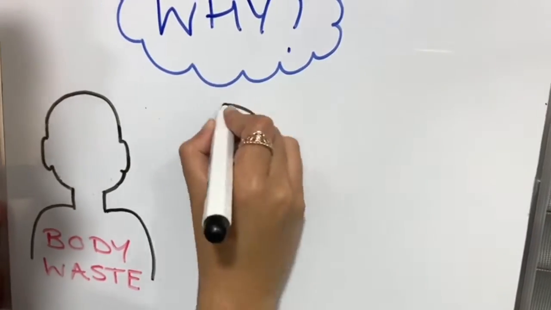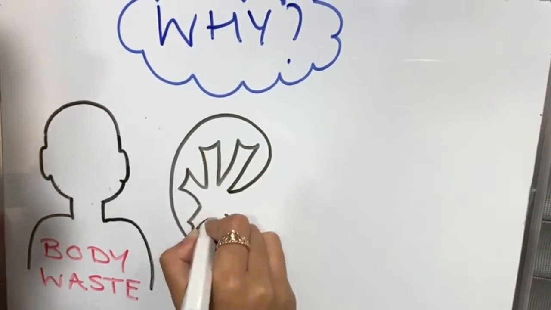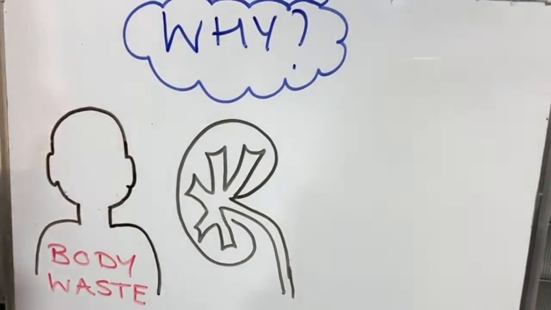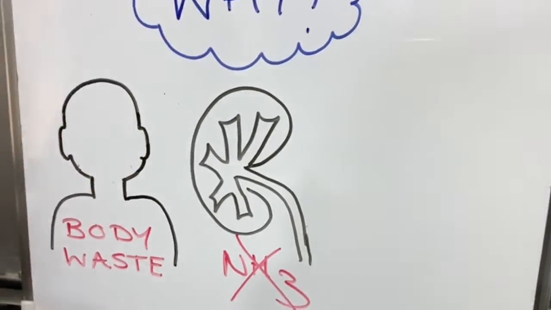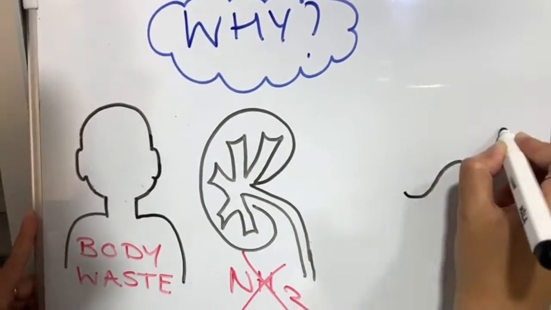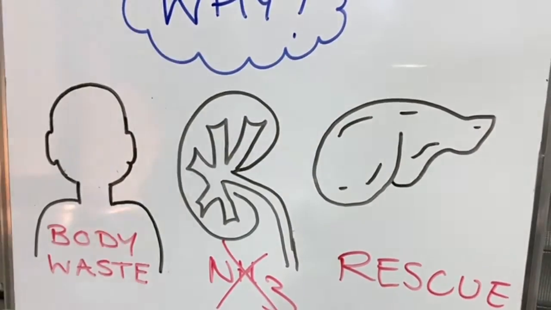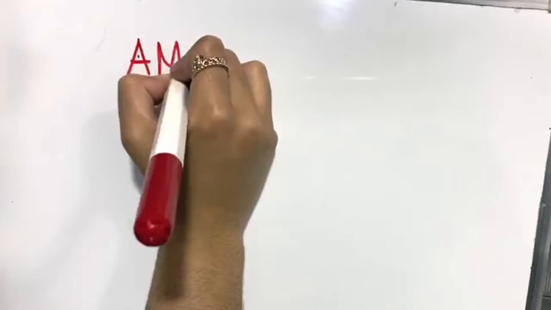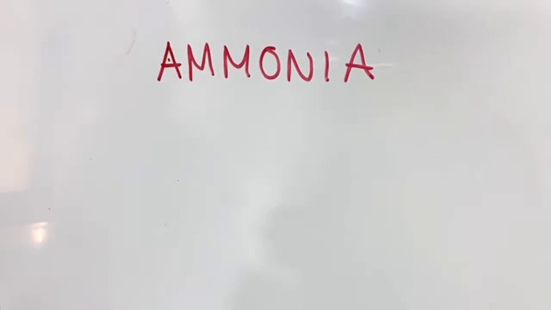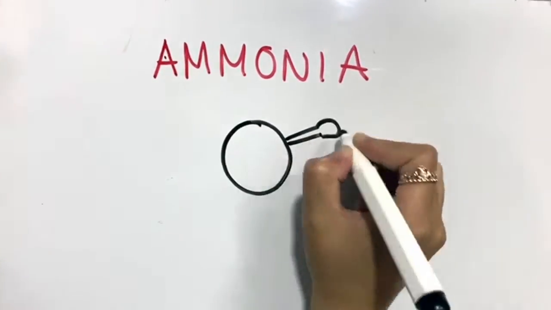So why does the urea cycle take place in the first place? The human body generates a lot of waste products, and our kidneys are capable of getting rid of most of them. However, the kidney can't deal with ammonia on its own, but the liver comes to the rescue. This ammonia is toxic to the body and it cannot be excreted properly by the body.